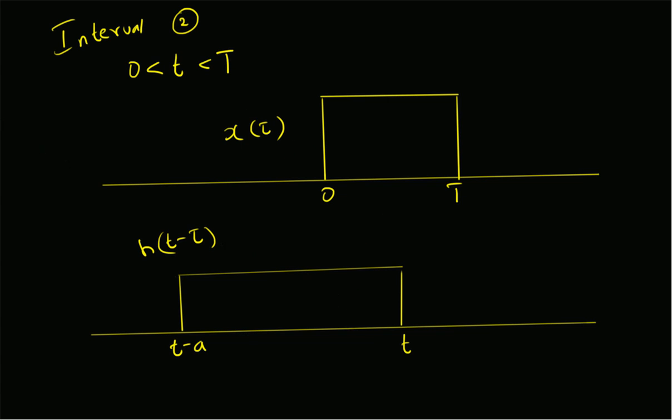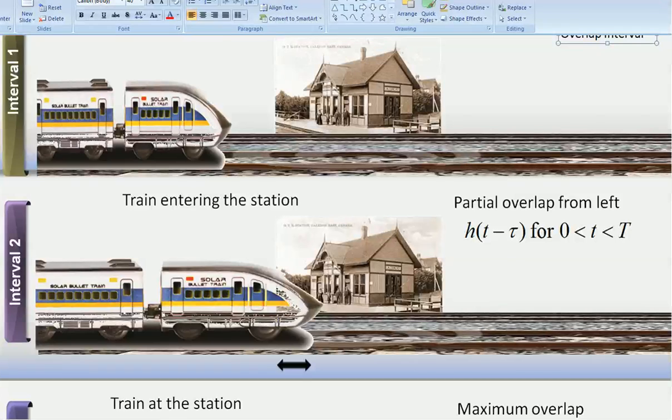Here the overlapping region is basically from 0 to small t. So that is the overlapping region. So the integral should be from 0 to t d tau, and here we will have x of tau and h of t minus tau. So the limits are basically from 0 to t. In this interval, we can clearly see that the train has actually arrived at the station, but it is still running. So the nose has actually entered the station. That means there is some overlap between the train and the station.